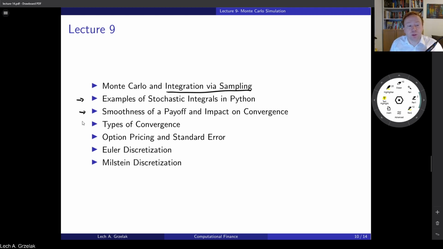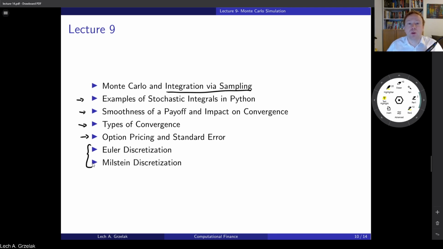There are also different types of convergence. I stressed a lot about weak and strong convergence. It is important to understand the difference and in which scenario which type of convergence is necessary to guarantee accurate pricing. So this is also a very important part. And then we spoke a bit about standard error, how to measure the error. And this error was put in the context of two approaches, Euler discretization and Milstein discretization.